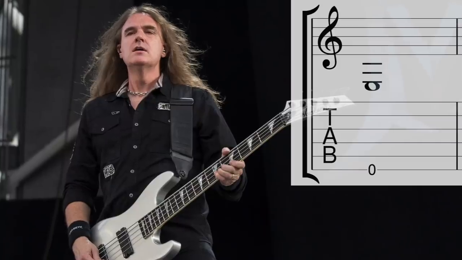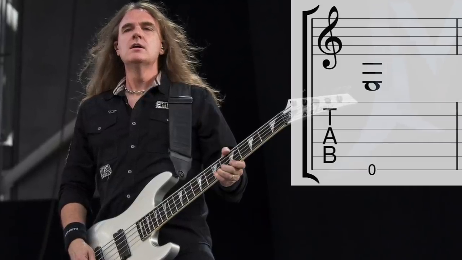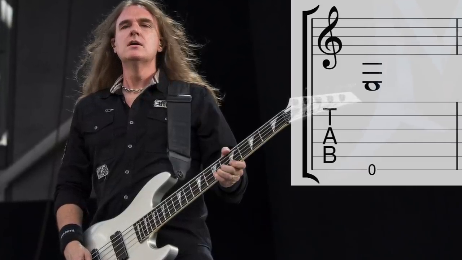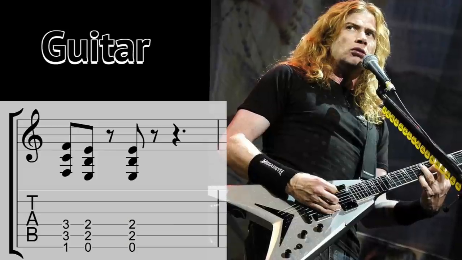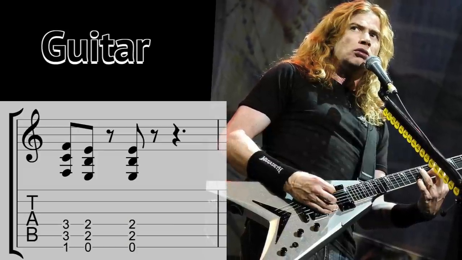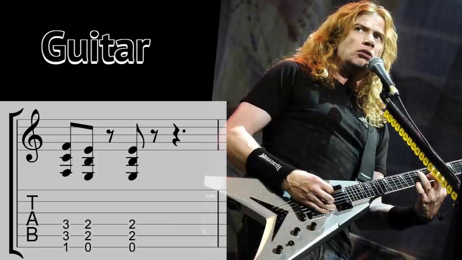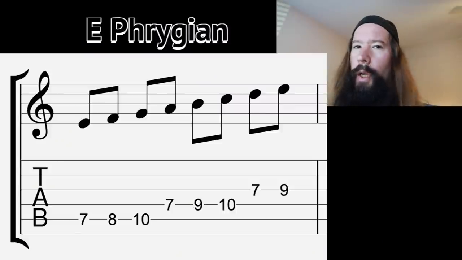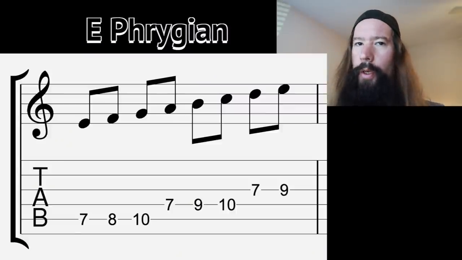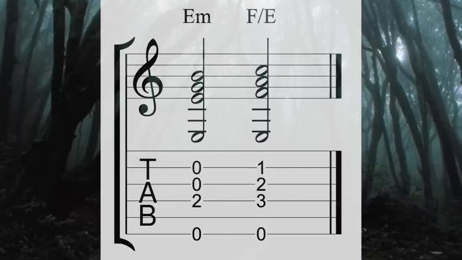David Ellefson is pounding away on that low E string, providing a constant reference point to the root. Dave Mustaine revs up some slicing chainsaw power chords on top, E and F. Of course, F stands for F. This is a flawless example of the Phrygian mode: E minor and F chords over a constant E root. The bass line is often the most important part.